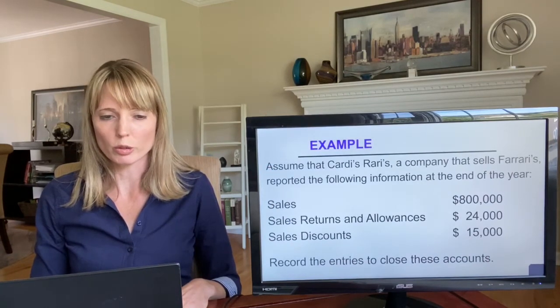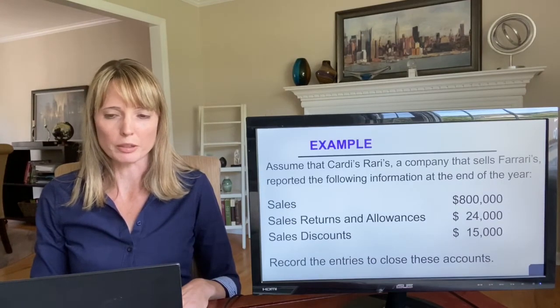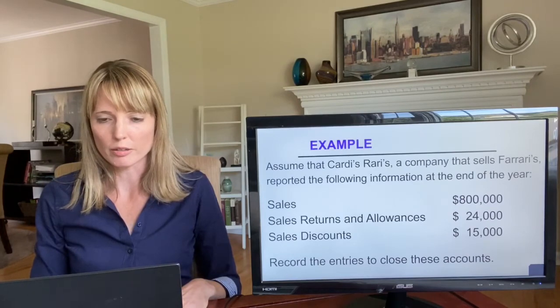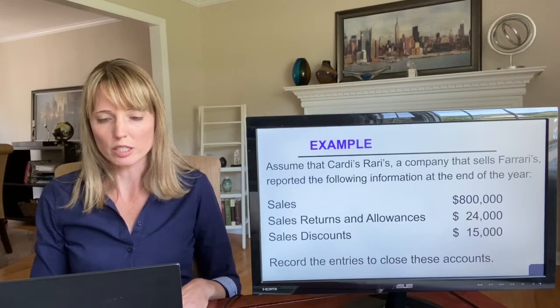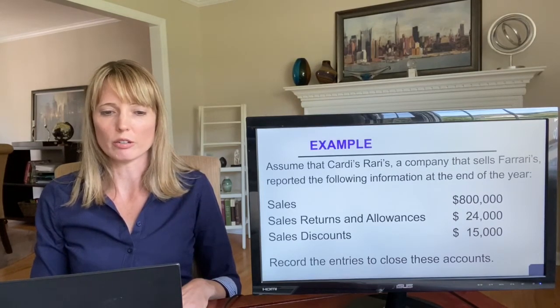Let's take a look at a short example to conclude this video. Assume that Cardis Raris, a company that sells Ferraris, hear that the company might be splitting up in the near future, reported the following information at the end of the year. Sales are $800,000, returns and allowances are $24,000, and discounts are $15,000. Record the entries to close these accounts.